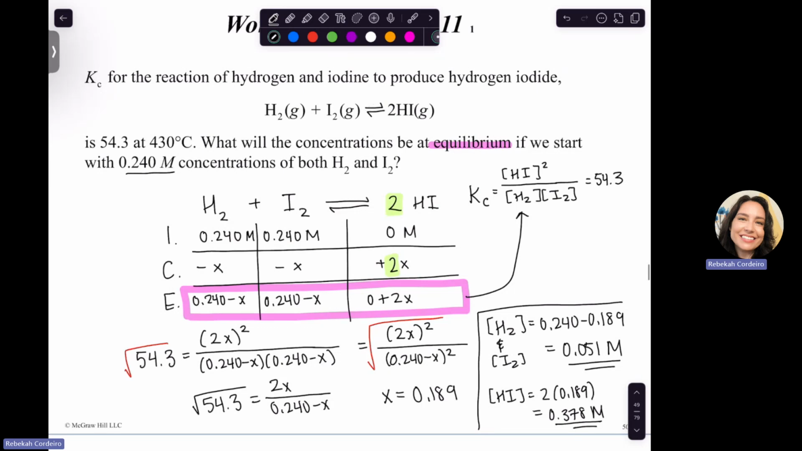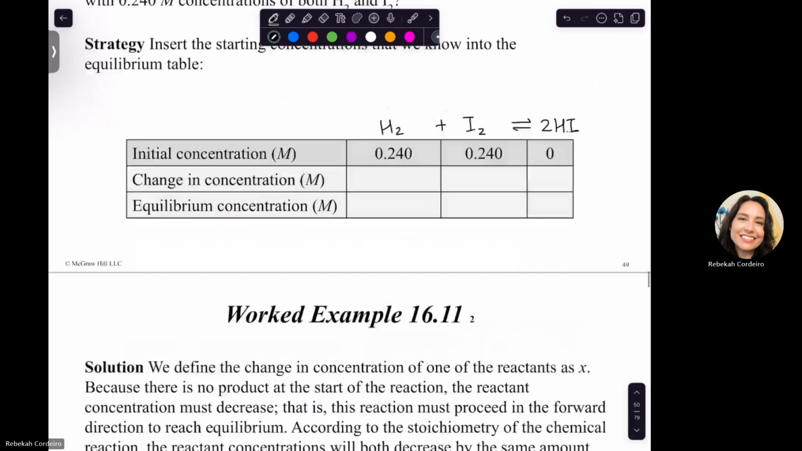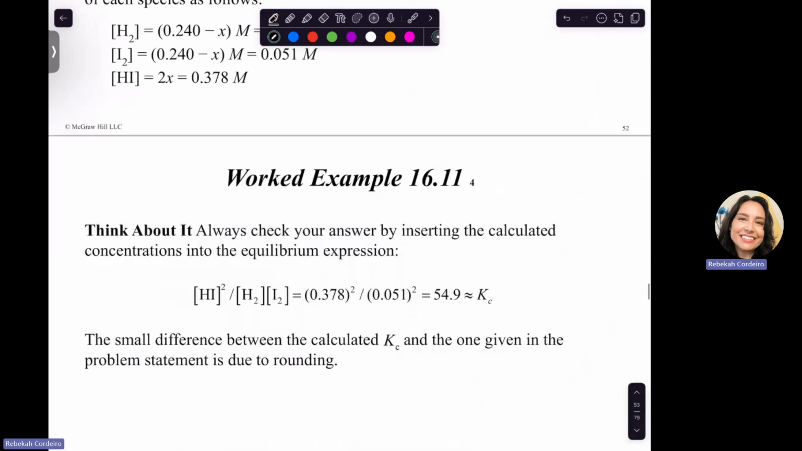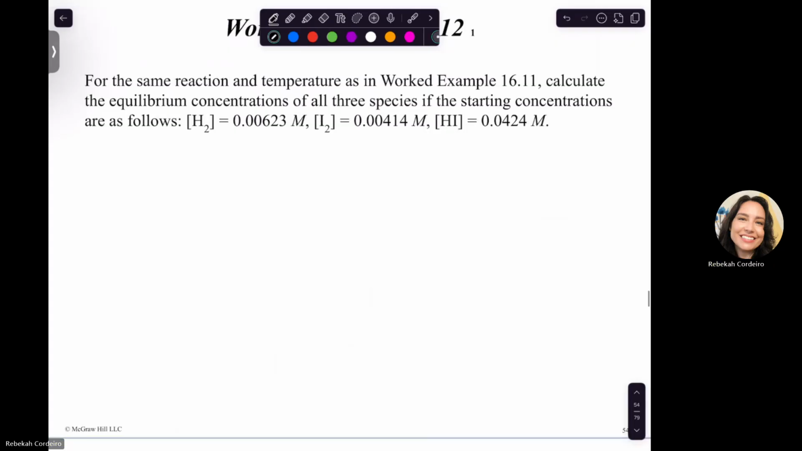So I know it looks difficult, but the ICE table was really there just to help us organize information, which is the big thing that a lot of us need to work on to make sure that we're solving problems correctly. So why don't you try this one? Same reaction that we worked, but now we have initial concentrations for all 3 things. See if you can figure out what might be a little bit different here.